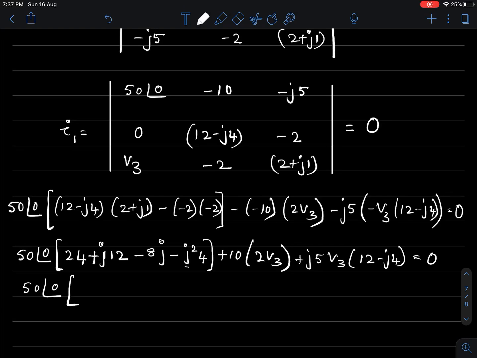This J square into 4. J square is minus 1, if you remember, because J equals under root minus 1. You square this, the under root will go. J square is simply minus 1. So this term will be plus 4. So 24 plus 4 is 28. So I'll do that.